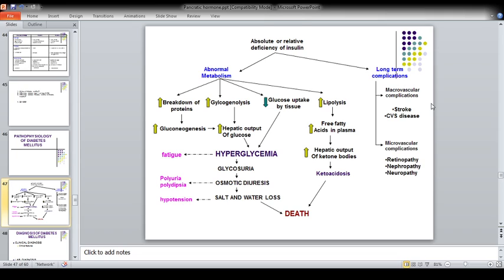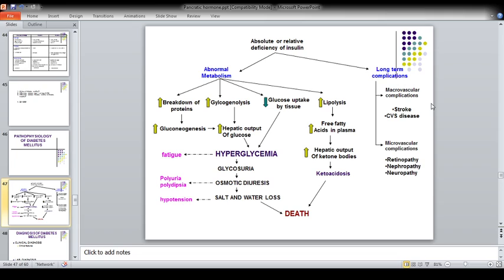So if there is no more insulin being produced, this is especially seen in type 1 diabetic patients. If there is no more insulin being produced, there is no insulin at all in type 1 diabetes patients before we start the treatment. So there would be increased lipolysis, increased breakdown of fat in the body. This fat, when it is broken down, would leave a byproduct that is known as free fatty acid. So there would be increased free fatty acid in the plasma.